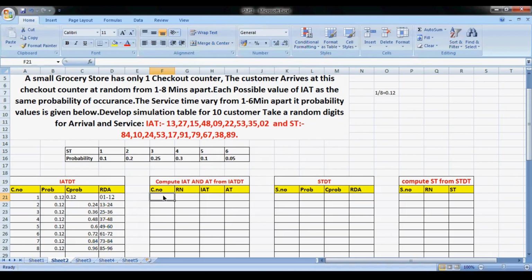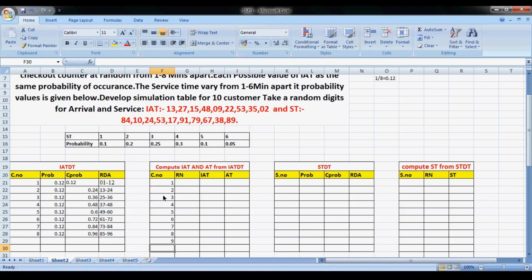So write down 10 customers: 1, 2, 3, 4, 5, 6, 7, 8, 9, 10. The random digit for the first customer is always a dash. The random digit for the second customer is given as 13 in the question. Then 27, 15, 48, 9, 22, 53, 35, 0, 2. These are the random digits given in the question.